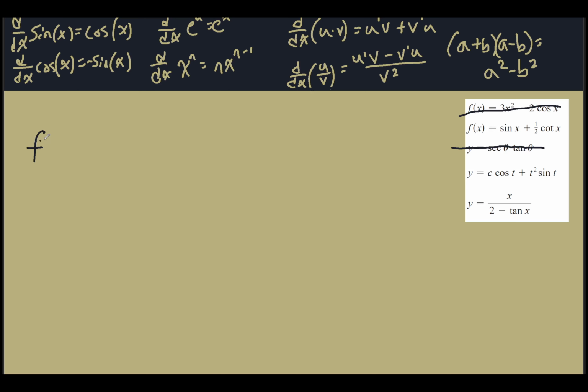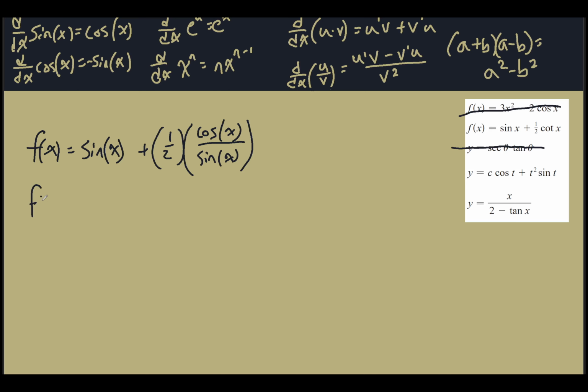f of x equals sine of x plus 1/2. I'm going to write it like this. And cotangent is cosine of x over sine of x, isn't it? I always write in terms of sine and cosine, because I can't remember otherwise. So let's find the derivatives here.